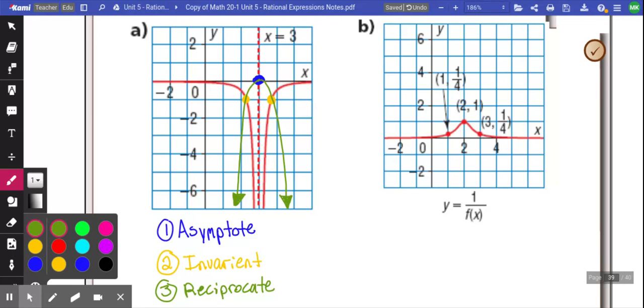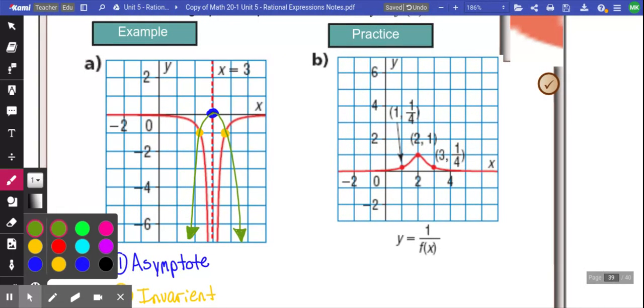Cool. If we look at B, the first thing I'm going to do is find my asymptotes and write those as the x-intercepts. You'll notice this thing has no asymptotes. That means there's no x-intercepts on my other graph. So when I convert this thing or reciprocate it, there's going to be no x-intercepts.